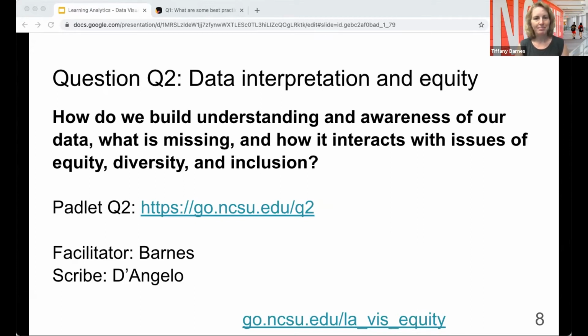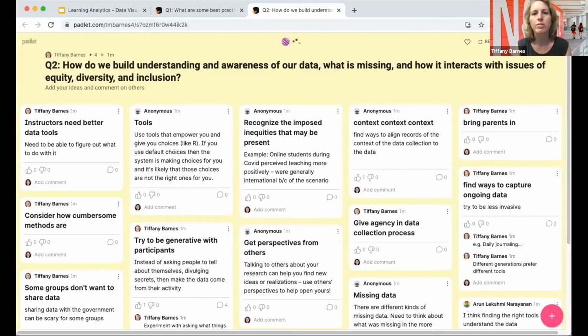Thanks. Let's take a look at the Padlet, or were we able to summarize on our slides? Let's see if we've got a summary or if we should just use the Padlet.